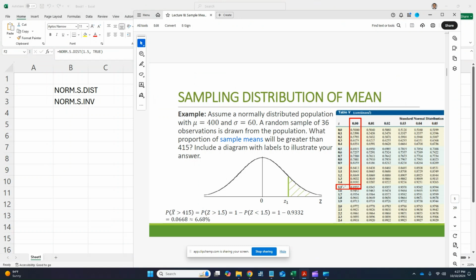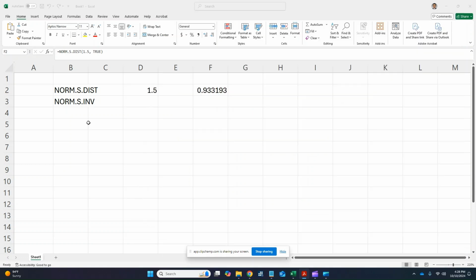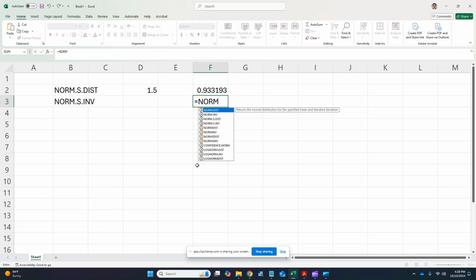There are some questions in the midterm and also in your book that require this. So you have the probability 0.9332 and you'd like to find the z-score. How do we do that? We use the norm.s.inv command. So let's try that. norm.s.inv, inv as in inverted. So what we are doing is inverting.